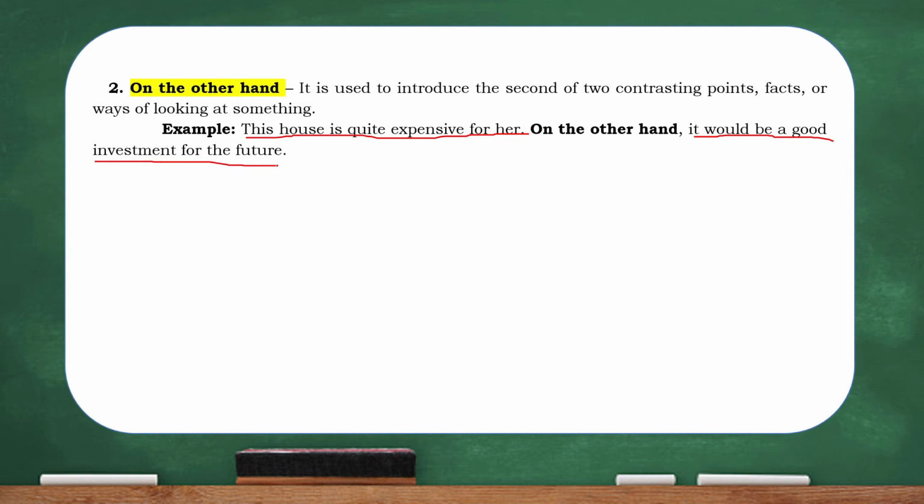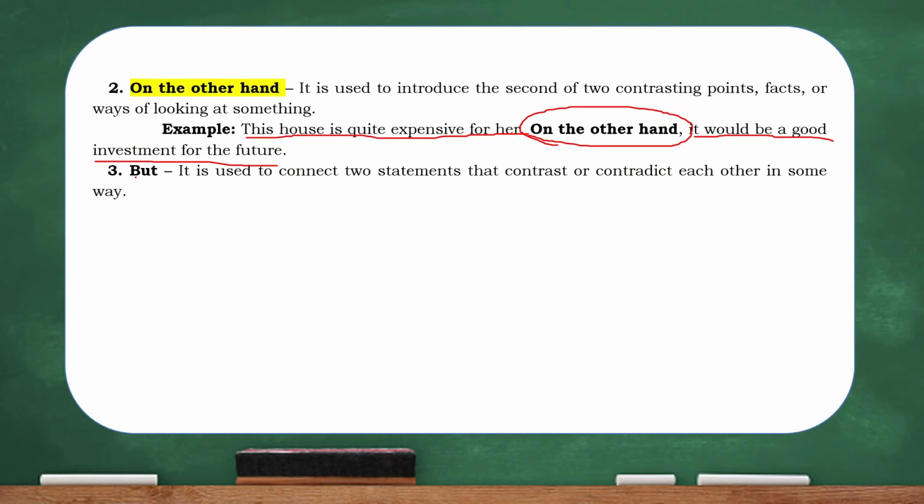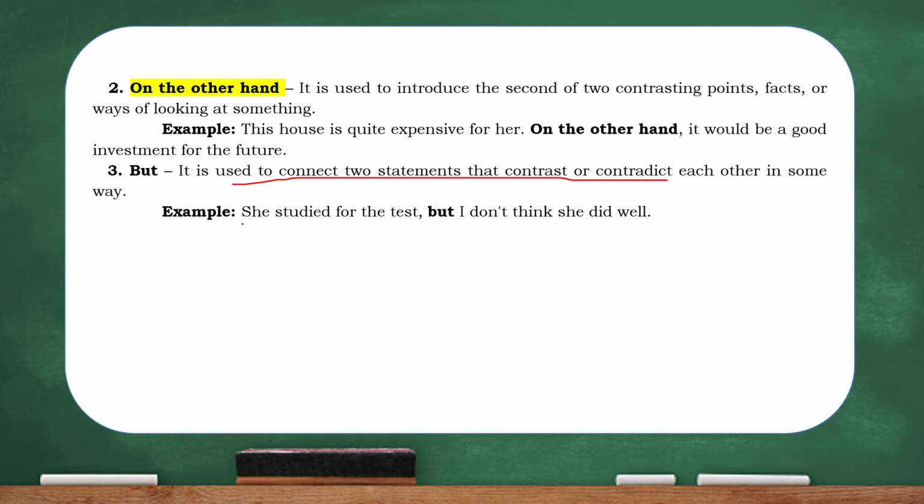And what is the cohesive device or transition word used? Correct. On the other hand. Very good. Next, let's proceed with the word but. But is used to connect two statements that contrast and contradict each other in some way. Let's have the example. She studied for the test, but I don't think she did well.